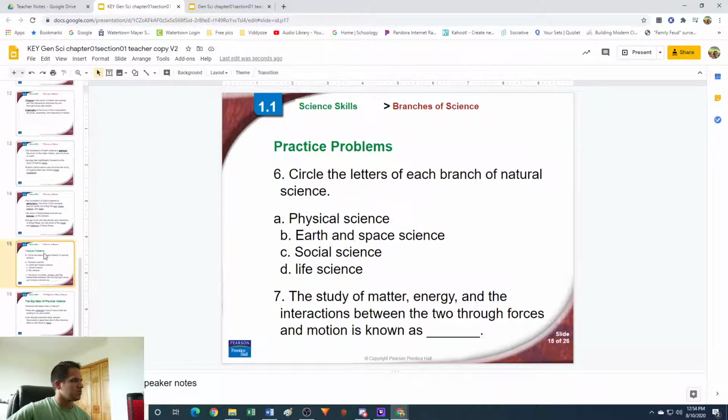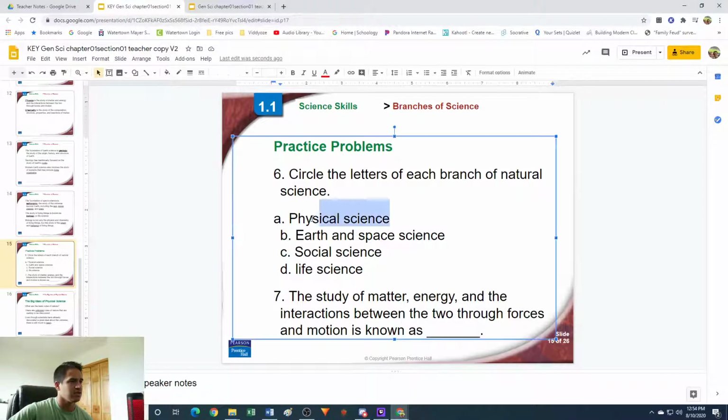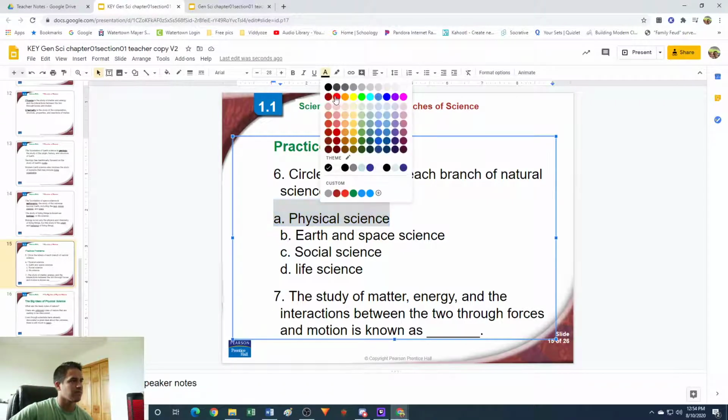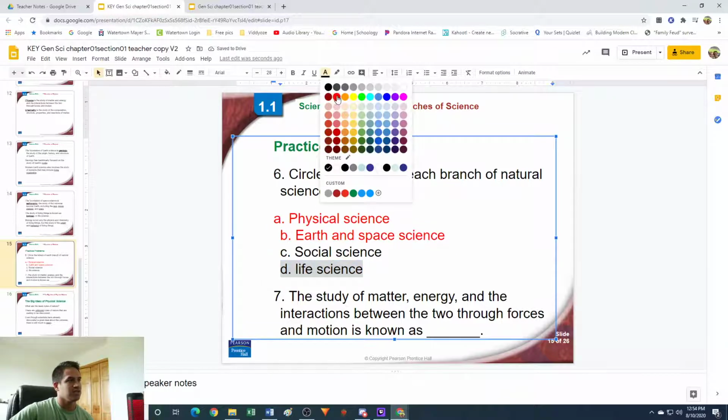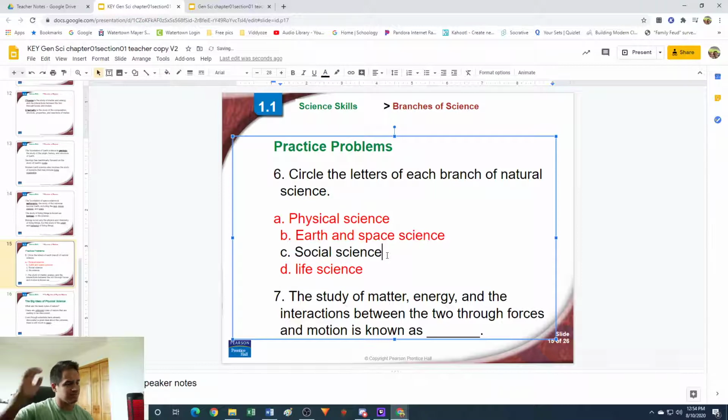Moving on, number 6, circle the letters of each branch of natural science. So remember, there are 3 branches of natural science. It's physical science, so that's A. There is earth and space science, that is B. And then the third one is life science, okay, that is D. Social science is not part of natural science.